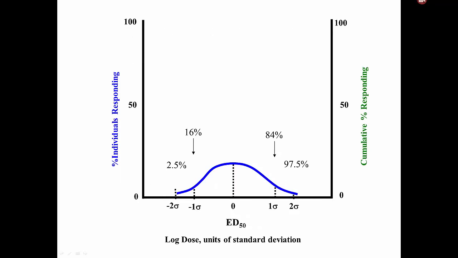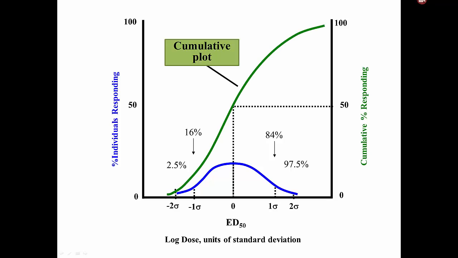Here we have the log of the dose on the x-axis, and the left y-axis is the percent of individuals responding to a drug, and now the right y-axis is the cumulative response for the whole population. Graphing a cumulative response means the graph will show the percent of people who had a response up to a certain dose, rather than the percent of people who had a response at a specific dose. The cumulative plot looks like a sigmoidal curve, and now the ED50 matches with 50% of the population responding.